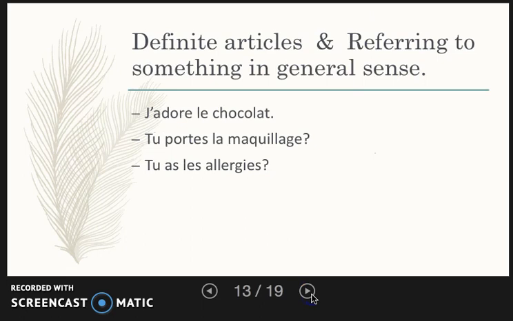Now, definite articles can also refer to something in a general sense. So I love all chocolate, not just some of the chocolates out there. I like them all. So I'm going to use the definite article. And notice if I translate to English, I love chocolate, and I tend to drop that.